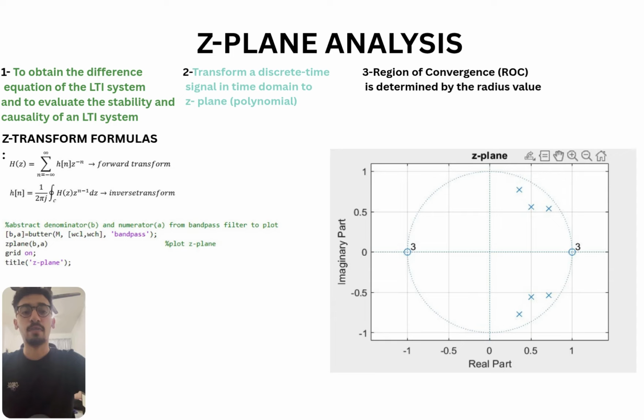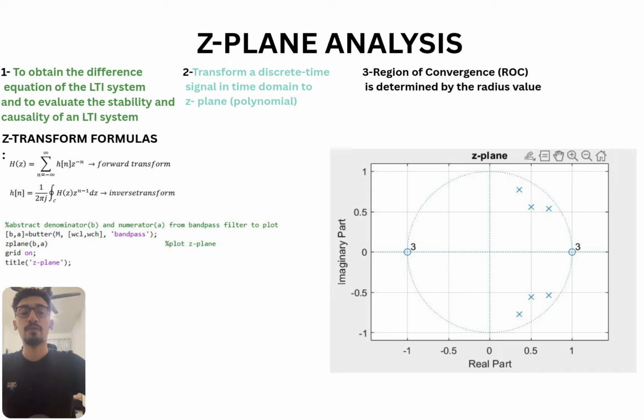Assalamu alaikum and hello everyone. Today I'll be presenting a quick overview of Z-plane analysis and how it helps us understand digital signal processing using MATLAB. So first we use the Z transform to convert a discrete time signal into the Z domain. This is useful because it lets us find a difference equation of a linear time invariant or LTI system, and it also helps us check if the system is stable and causal.